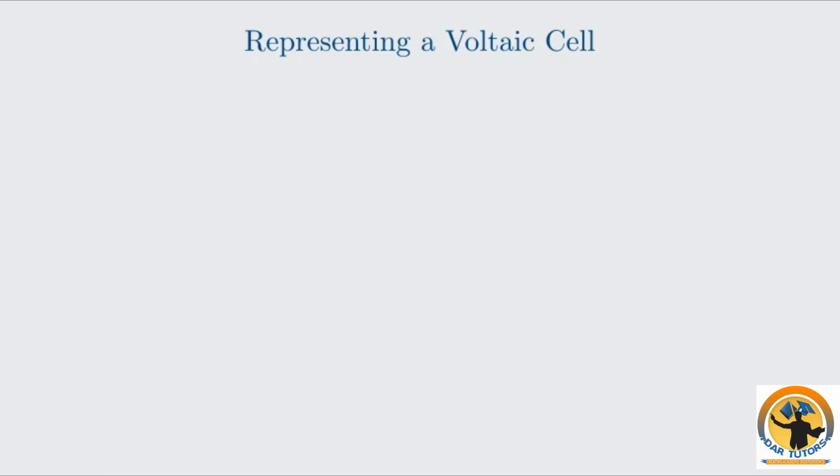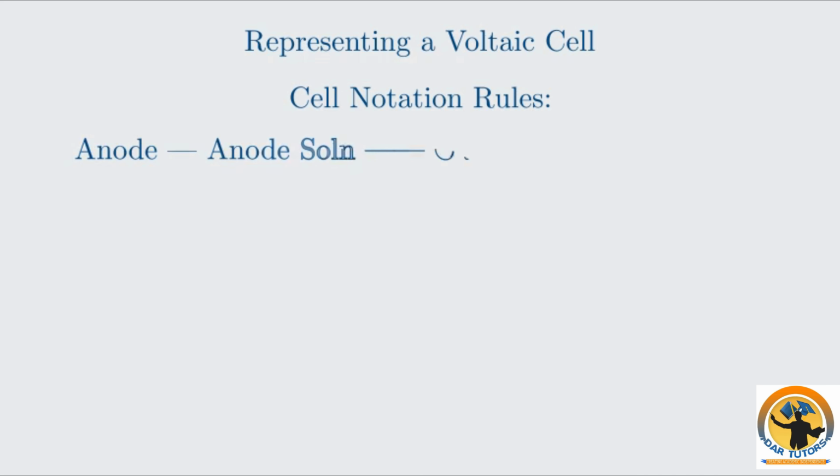Now we will learn a new skill, representing an electrochemical cell with a compact notation, often called a cell diagram or cell notation. The objective is to convert a description of a cell into this standard notation. Let's break down the rules for this notation. It's always anode on the left, cathode on the right.